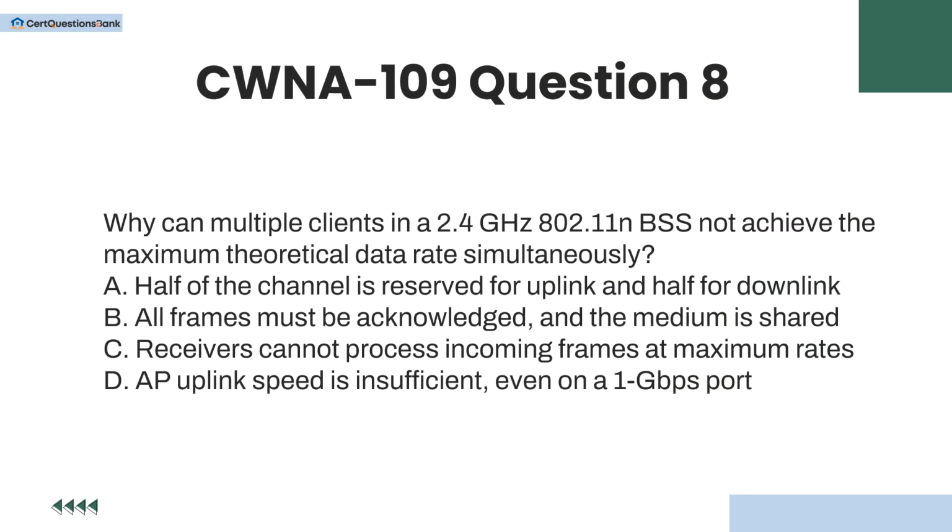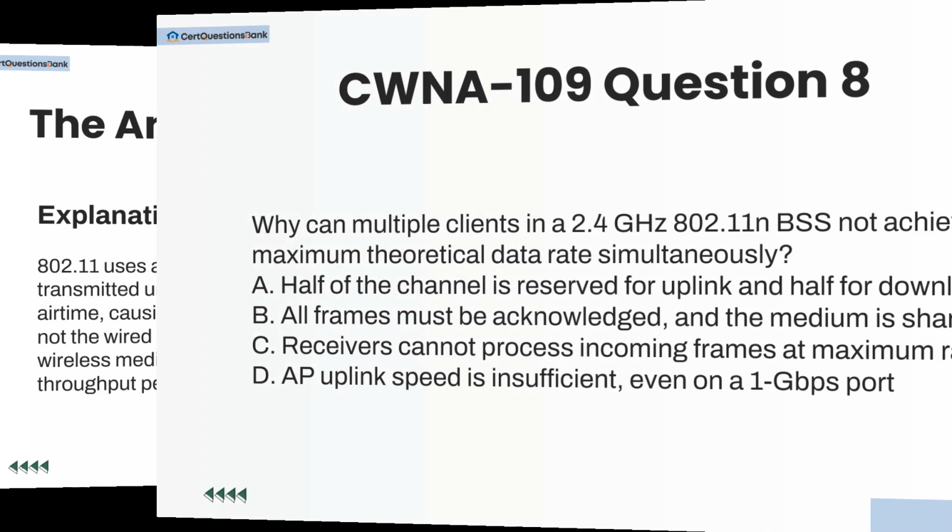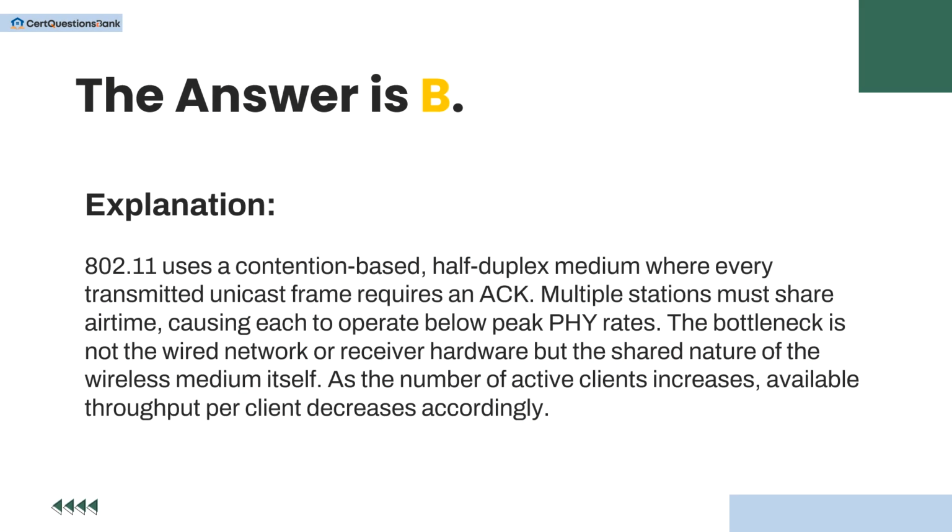Why can multiple clients in a 2.4 GHz 802.11 NBSS not achieve the maximum theoretical data rate simultaneously? A. Half of the channel is reserved for uplink and half for downlink. B. All frames must be acknowledged, and the medium is shared. C. Receivers cannot process incoming frames at maximum rates. D. AP uplink speed is insufficient, even on a 1 Gbps port. The answer is B.